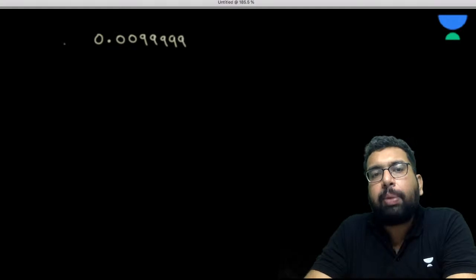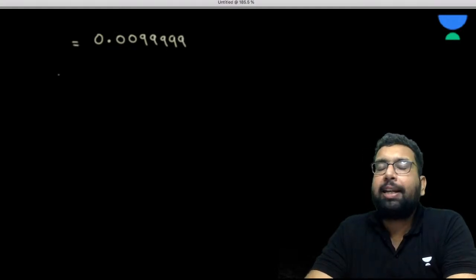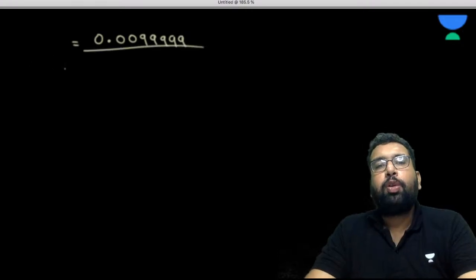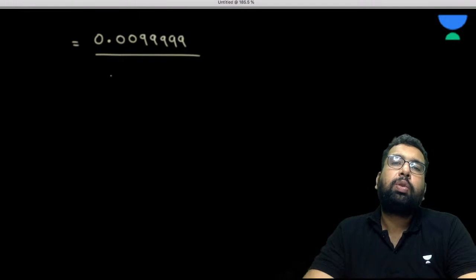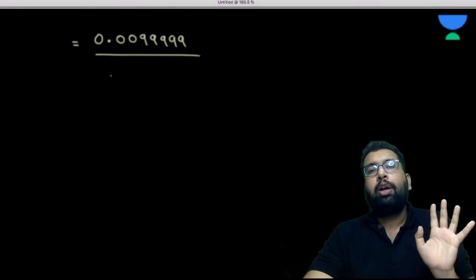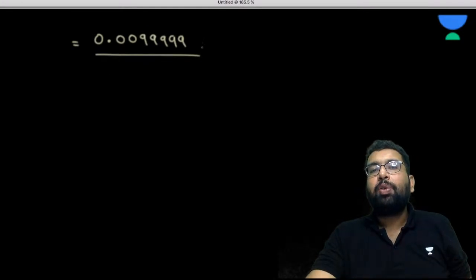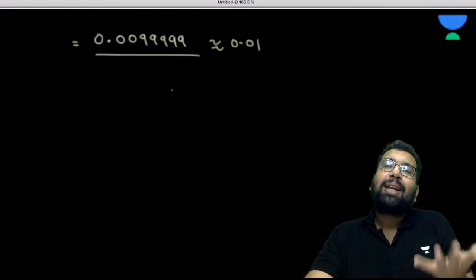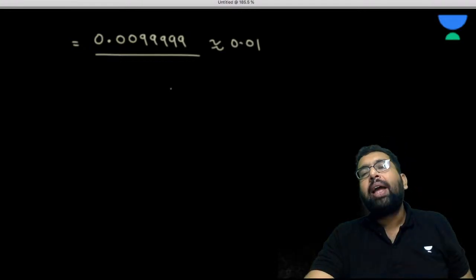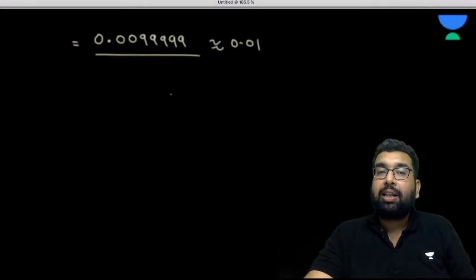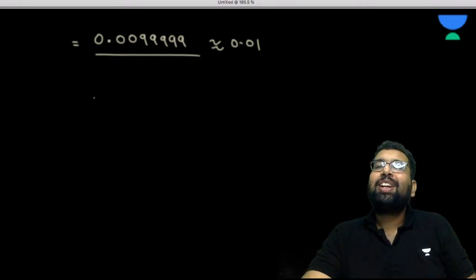0.0099999 cannot be measured accurately. If you want to measure this with this particular instrument, you are going to get the error. So this could be the maximum possible error. Now, if you round this off, you are going to get 0.01 only. So that is why the maximum possible error we have written here is 0.01 centimeter, because you need to round this off to one significant figure.